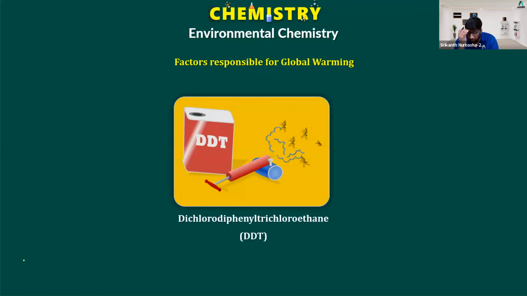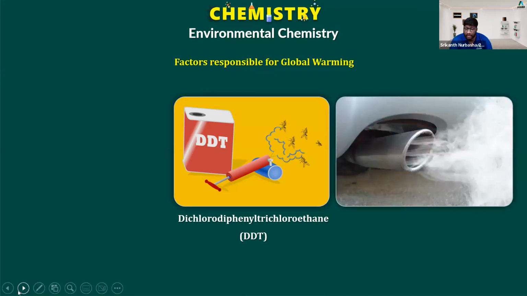Factors responsible for global warming. First one is DDT. DDT mechanism we have discussed. If you remember, we have discussed the mechanistic approach of DDT, or not? Yes or no? Dichloro diphenyl trichloroethane, CCl3CHO, H2SO4. And from that mechanistic approach, we have seen the electrophilic substitution reaction happening, with attack at the para position. DDT, vehicles, the gases released from the vehicles.